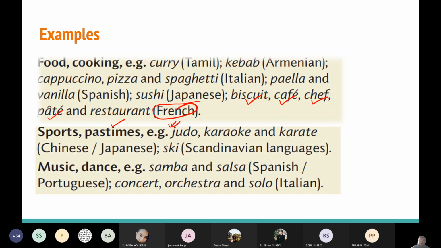Next, let's come to sports. Just now, I discussed the words of food and cooking. Let's come to sports and pastime. We use judo, karate, which are taken from Chinese and Japanese words. Ski, you might have seen people skiing in the snow, is taken from Scandinavian languages.